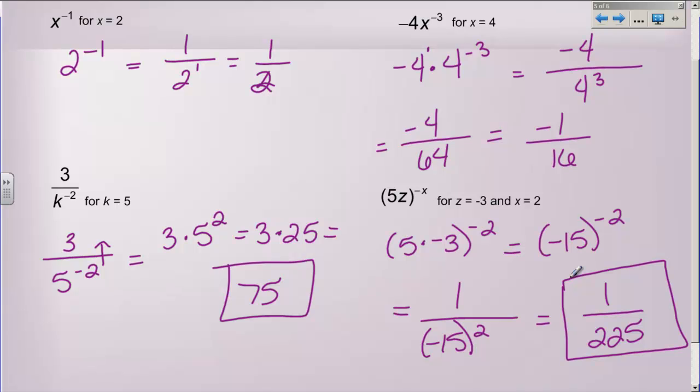Two important things. First of all, anything to the power of 0 equals 1. And then negative exponents have to move. If they're in the numerator, they must move to the denominator to become positive. If they're in the denominator, they have to move to the numerator to become positive. Coefficients can be negative all day long. It's just exponents that cannot be negative, so don't get those confused.